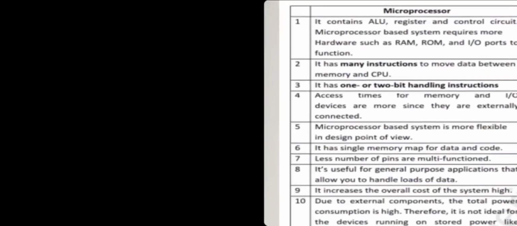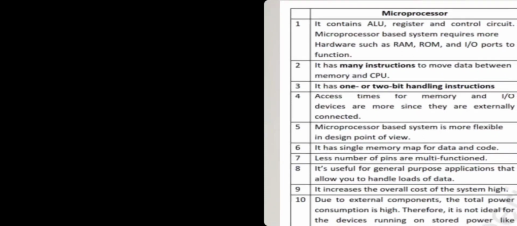Then the fourth point is that access time for memory and IO devices is more in a microprocessor since they are externally connected, but there is less access time for built-in memory and IO devices. In a microprocessor the devices are externally connected, so it takes more access time, but in a microcontroller all the devices are inbuilt in the chip, so the access time is less.